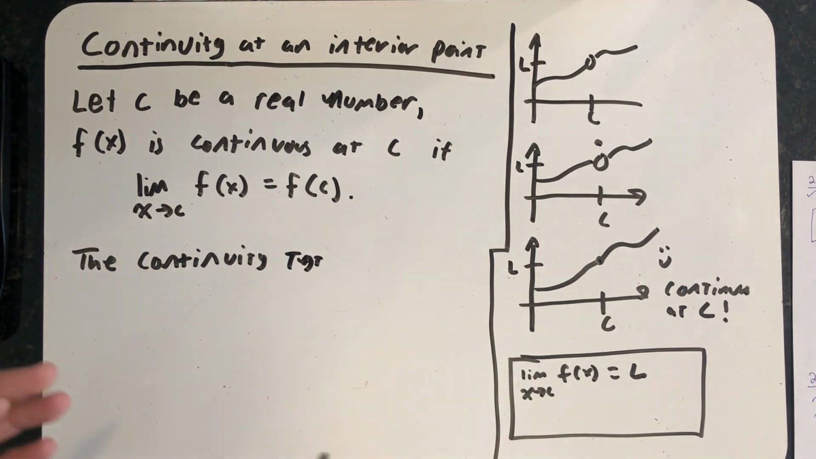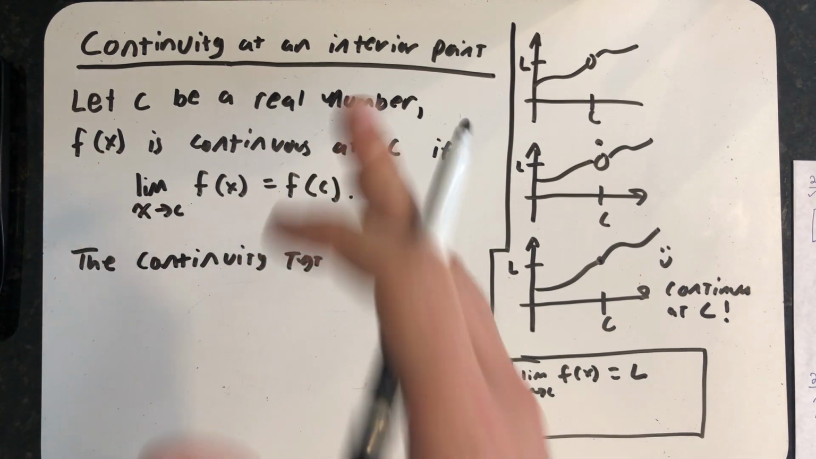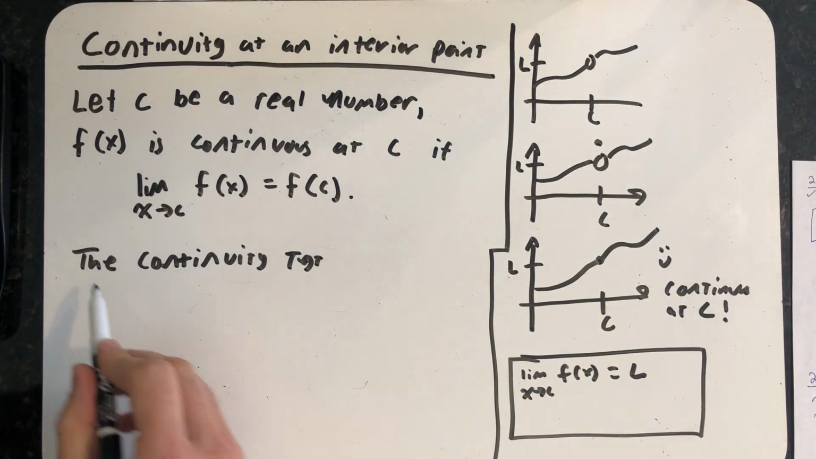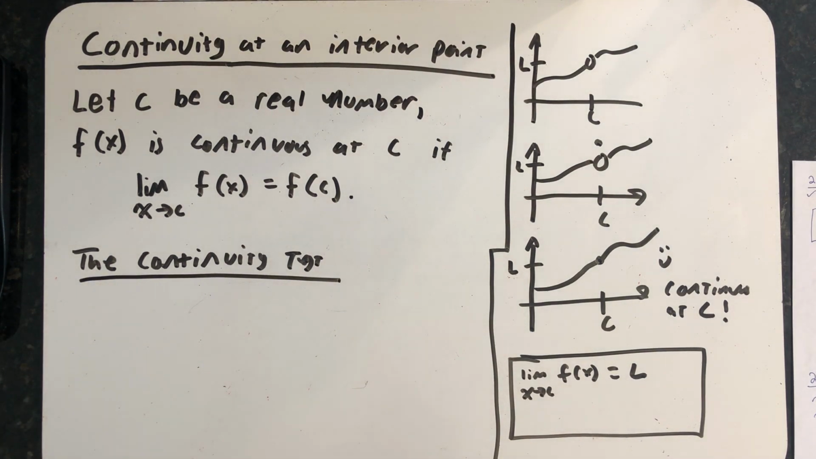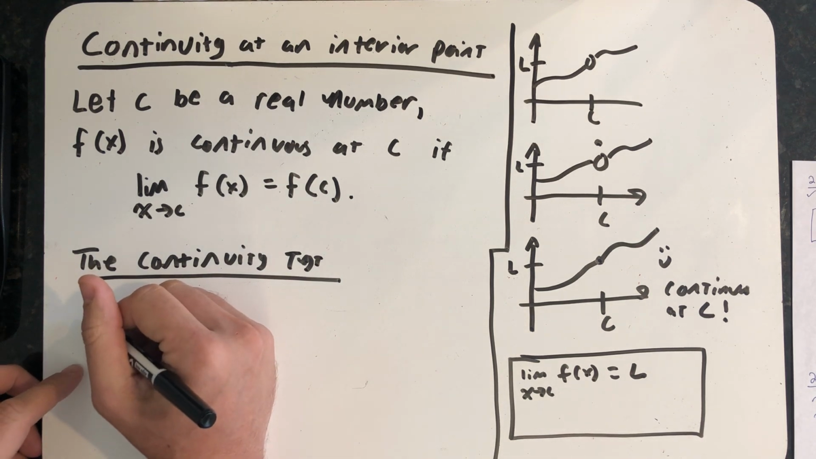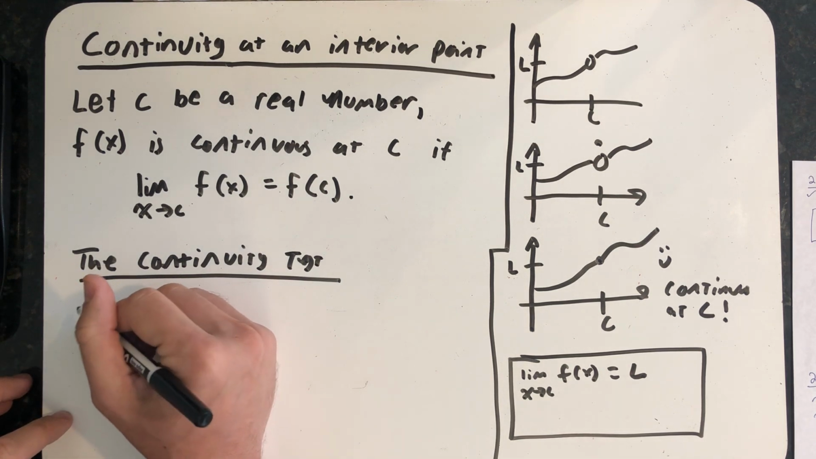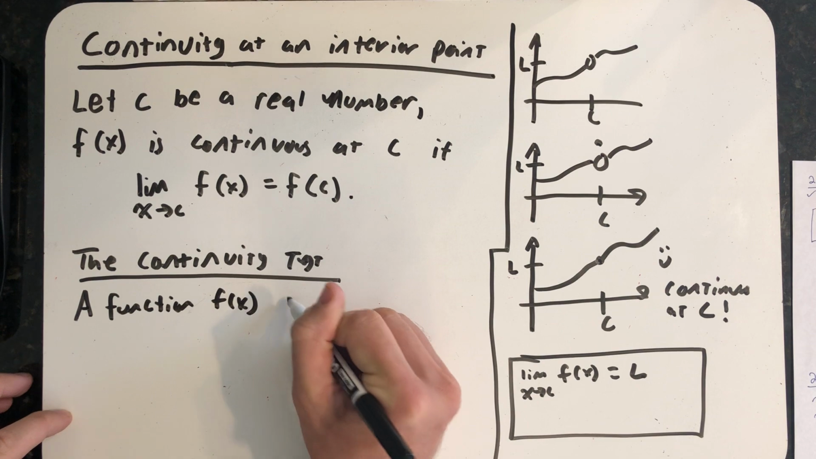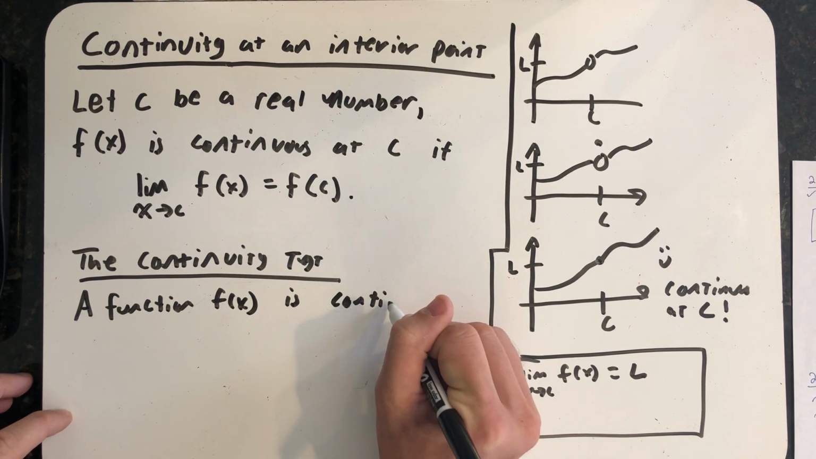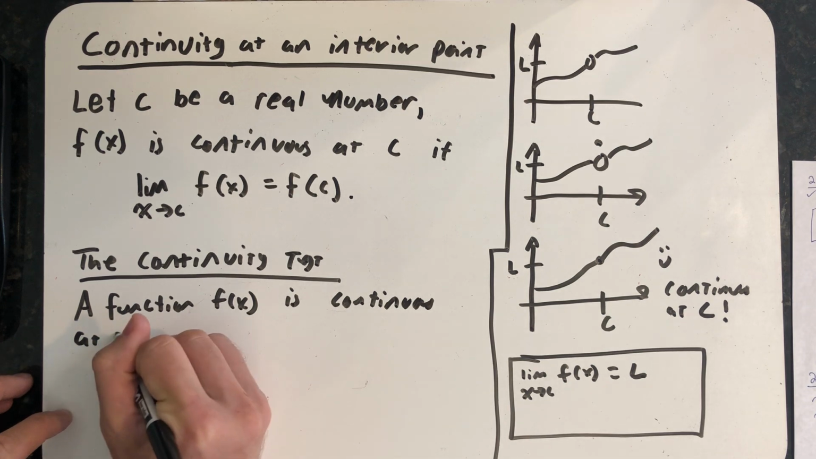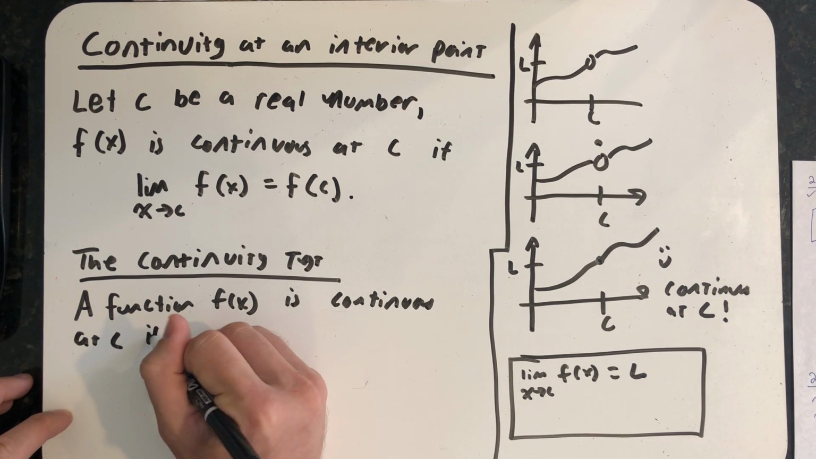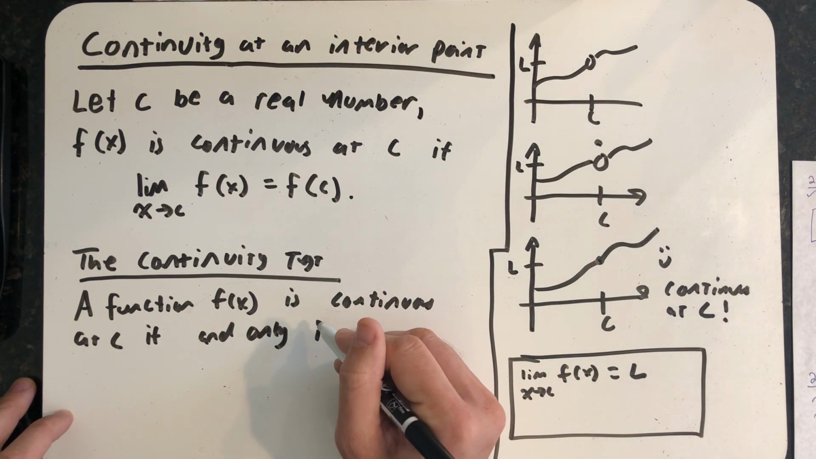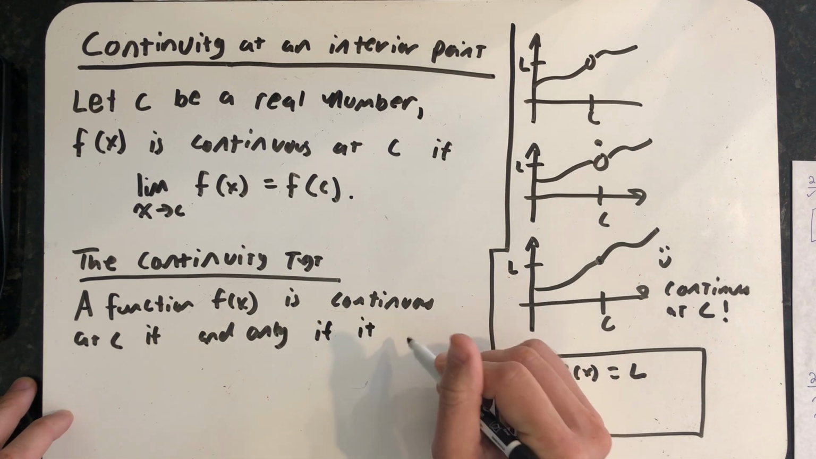But what it really is, is a slowed down way of thinking about the definition of continuity. In the continuity test, I just ask myself three questions. So let me write it down and then we'll go through the questions. A function f of x is continuous at c if and only if it meets the following requirements.